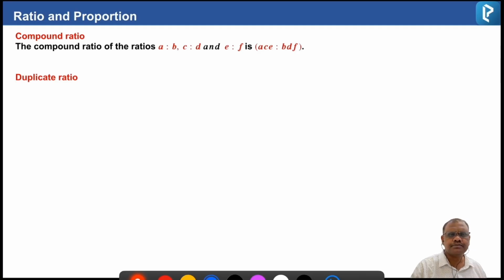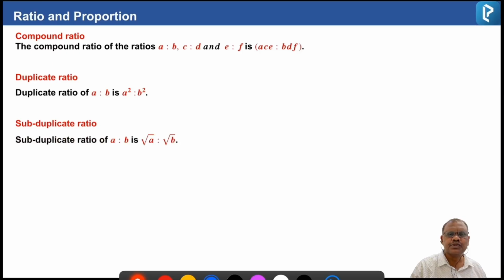Duplicate ratio. So duplicate ratio can be obtained by squaring the terms. So for A is to B, the duplicate ratio is A square is to B square. Next is subduplicate ratio. It can be obtained by finding the square root of both the terms. For A is to B, the subduplicate ratio is root of A is to root of B.